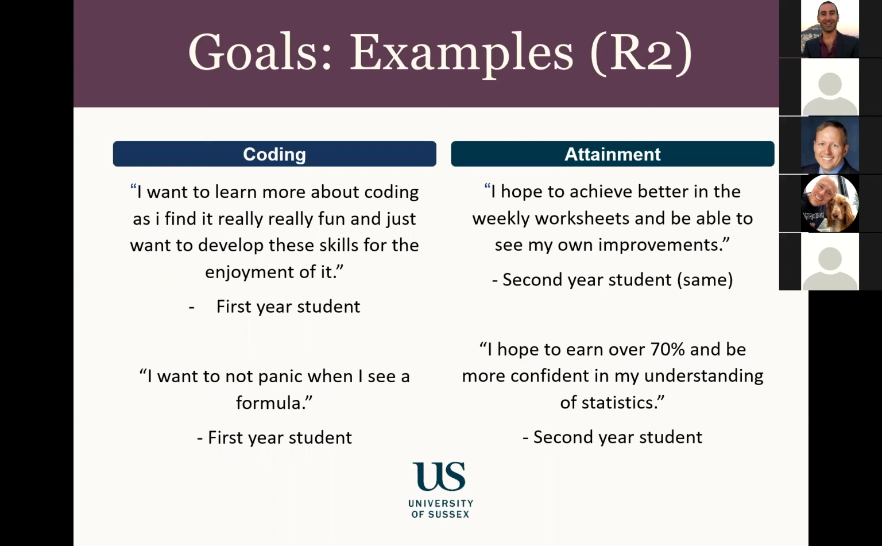And then some examples of the attainment topic. "I hope to be able to achieve better in weekly worksheets and see my own improvements," or "I hope to earn over 70% and be more confident in my understanding of statistics." So you can see a lot of combinations of, I want to achieve highly academically, but also I want to know in myself that I am making progress and be able to see that progress happening.